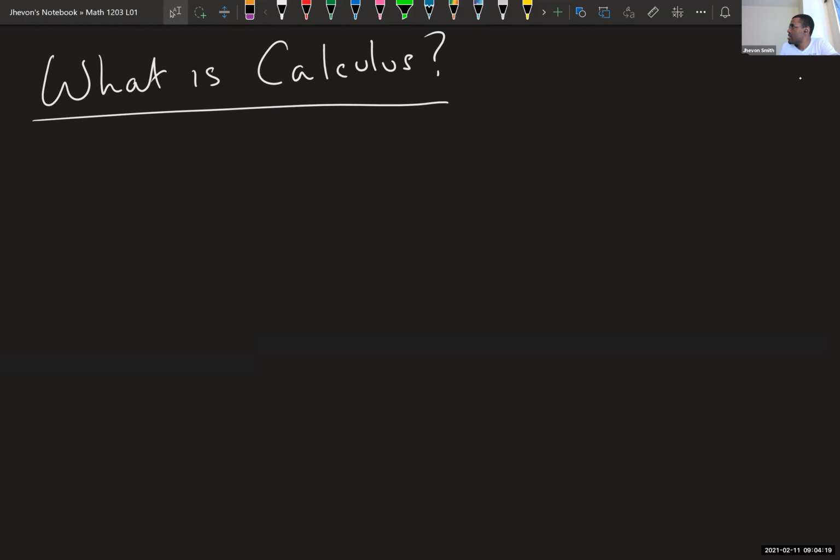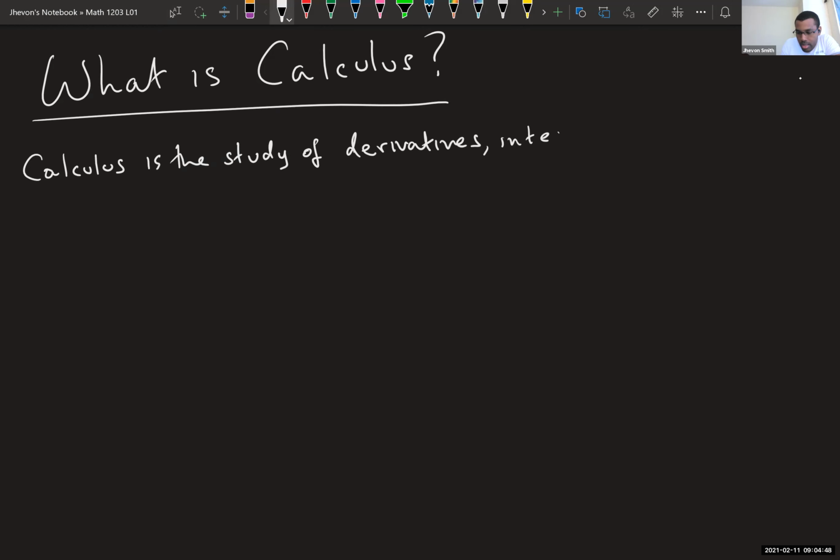So let's start at the kind of mathematical answer, and then we're going to break it down into why would you care about this in the real world. So calculus, like the average high school student who takes calculus would probably say something like this. Calculus is the study of derivatives, integrals, and their applications.